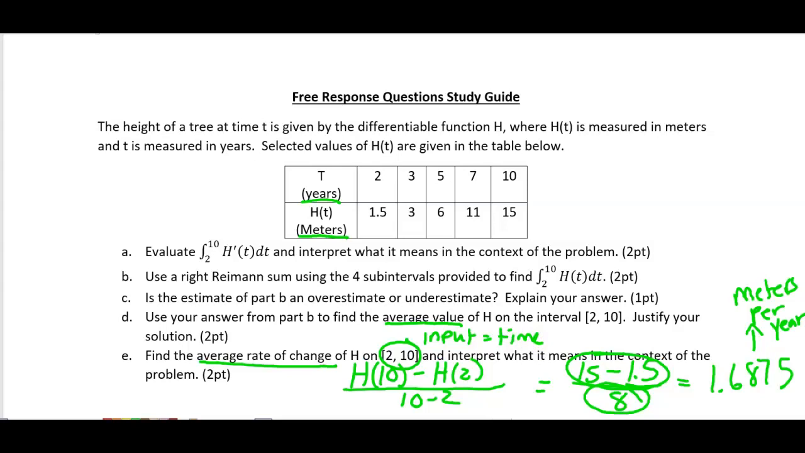The output units are the answer units, and that's meters per year. So what is this telling us? Notice I've got a positive number here. This is an average rate of change. What this means is that on average, the tree was growing at 1.6875 meters per year on the time interval from year 2 to year 10.